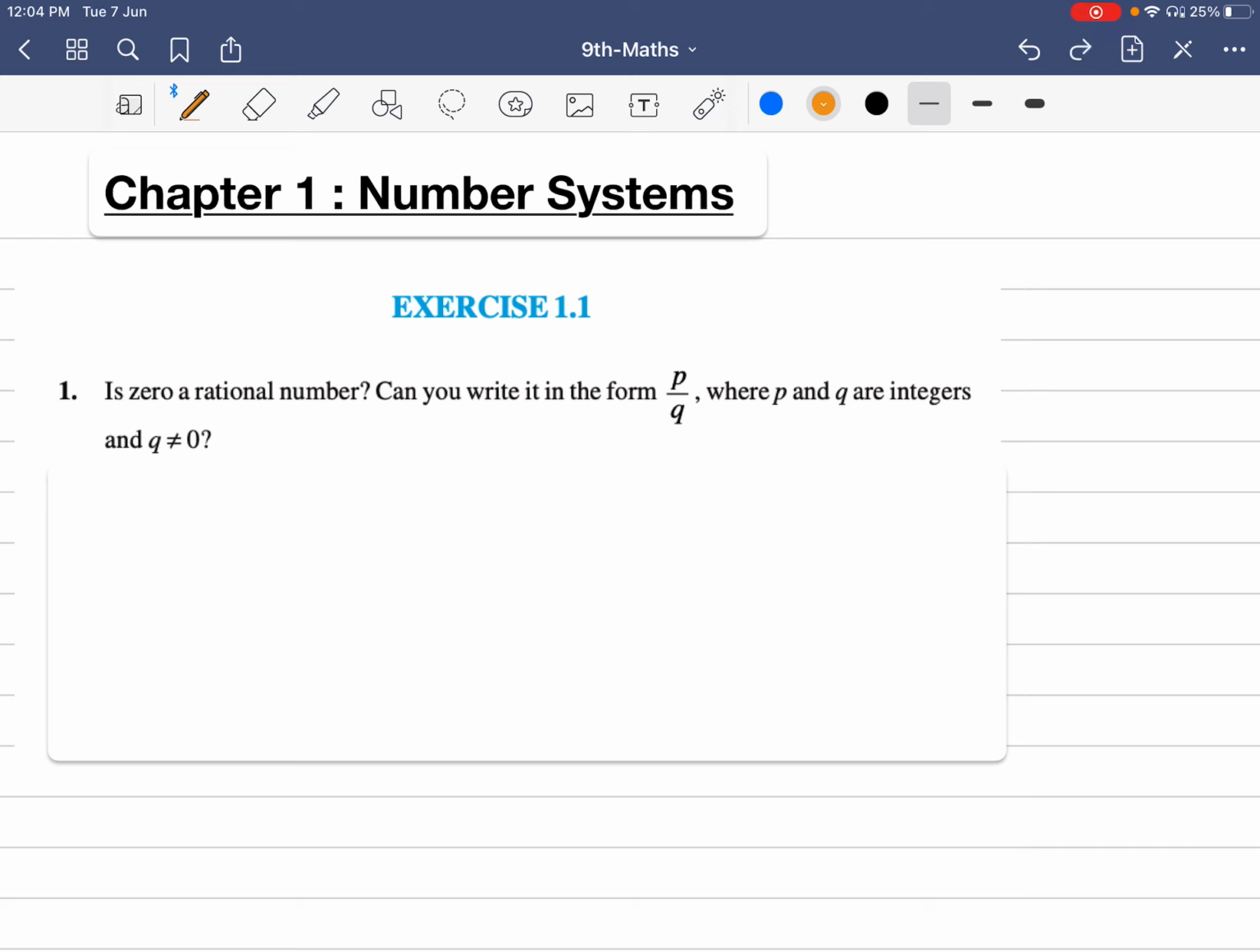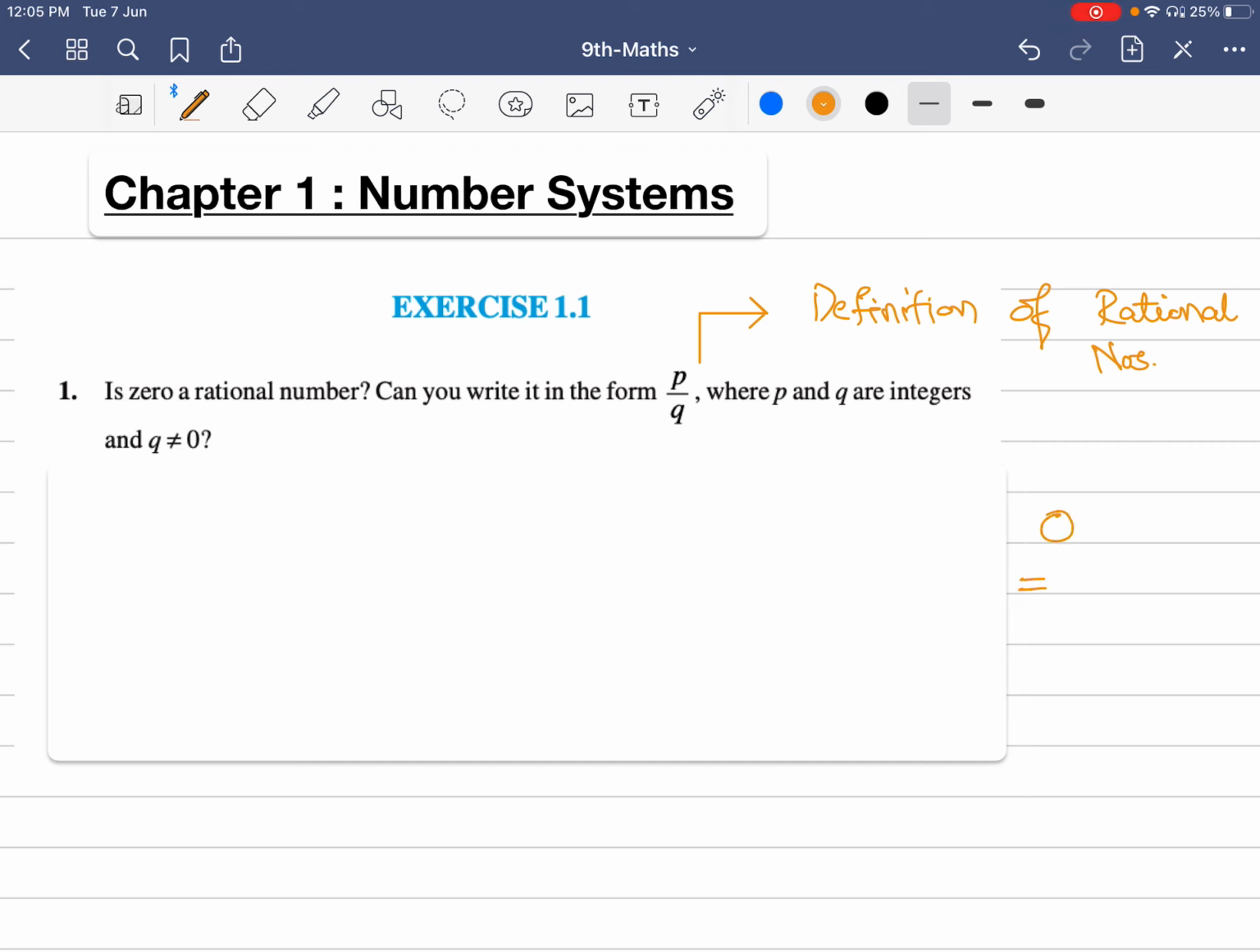This thing here is in fact the definition. It's the definition of rational numbers. Okay, so we know that. So let me take this number 0 here. Okay, so this is my number 0.